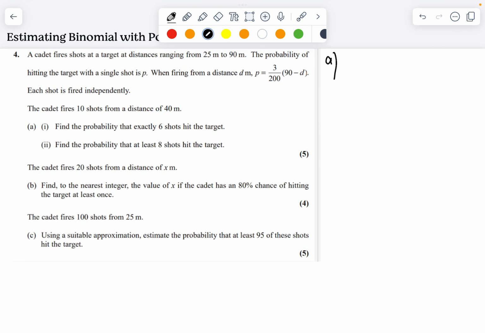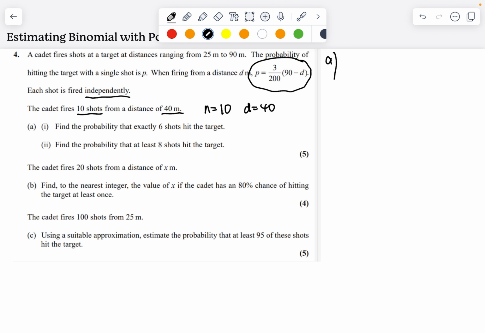Okay, so here's the exam question that we saw. Someone is firing a shot at a target from 25 to 90 meters. The probability we're given is P equals 3 over 200 times (90 minus D). Each shot is fired independently, that's important. The cadet fires 10 shots from a distance of 40 meters. So our N is 10 and our D is 40.